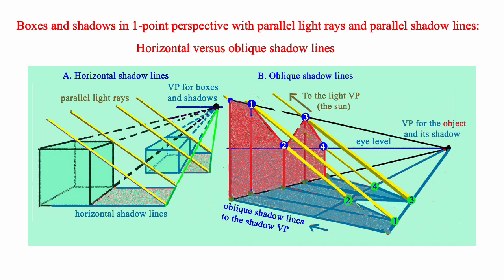This is the simplest scenario where we have parallel light rays and horizontal shadow lines so that all these light triangles are proportionate to one another. In other words, they have the same height to width ratio. And to check your work, make sure all these lines converge toward the same vanishing point.